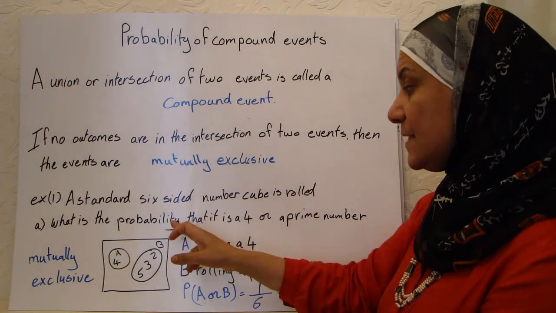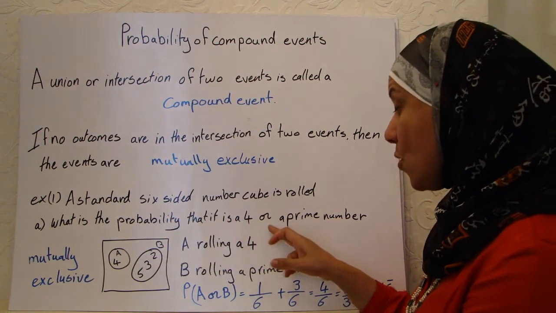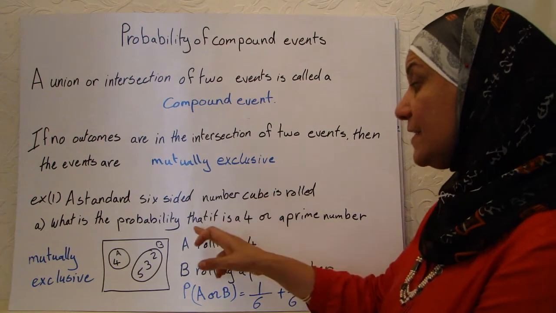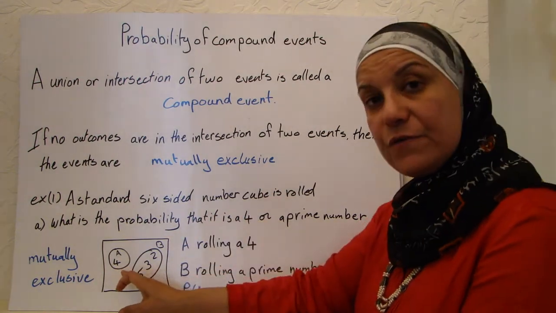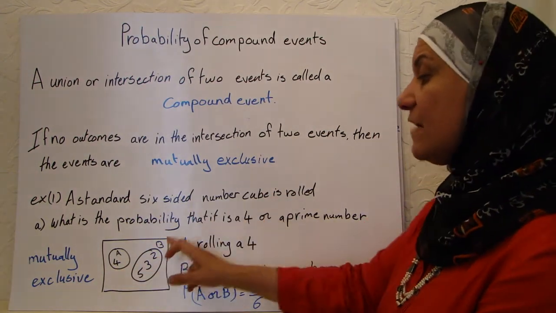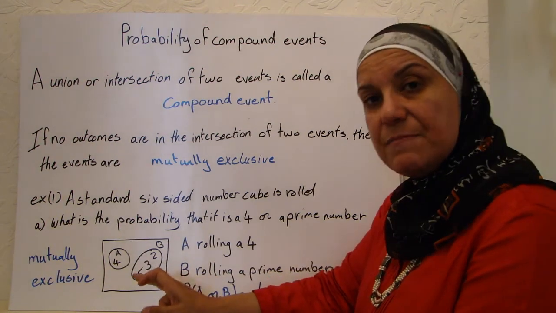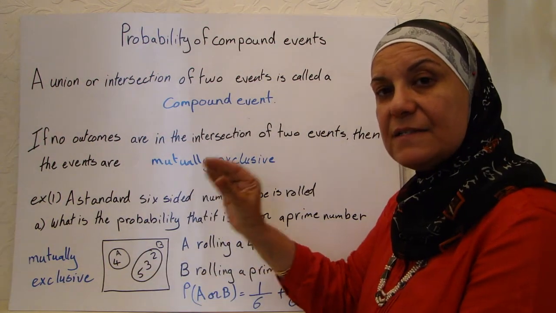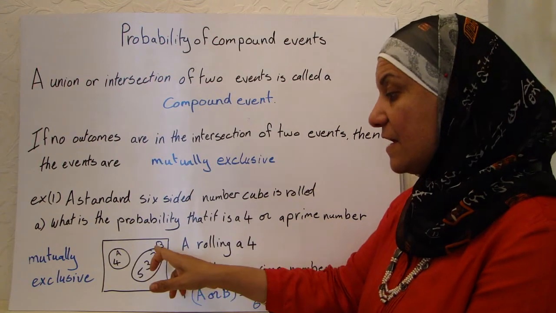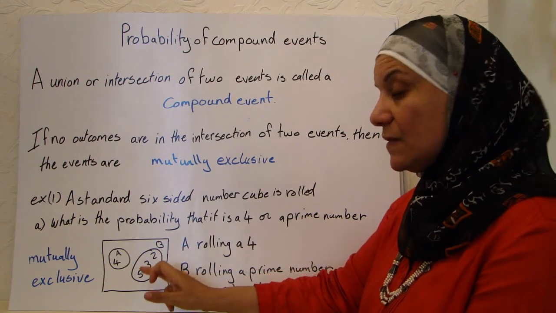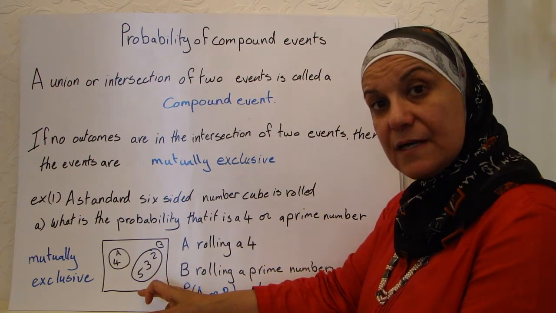For example, a standard six-sided number cube is rolled. What is the probability that it is a 4 or a prime number? So event A is having a 4. Event B is having a prime number. How many prime numbers do I have on my six-sided cube? I have 2, 3, and 5.